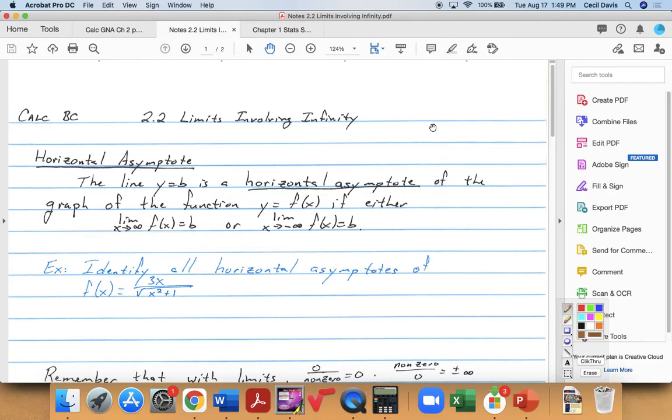This example is not a rational function. Now, it is a ratio of two functions, but to be a rational function, it has to be the ratio of two polynomial functions. What we have in the denominator is very much not a polynomial function, right? Because it's got a square root.